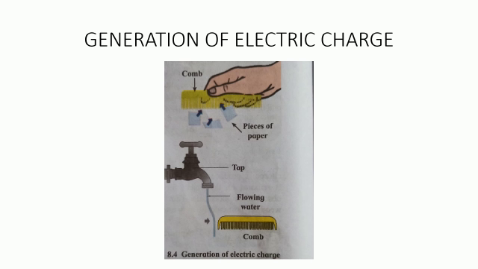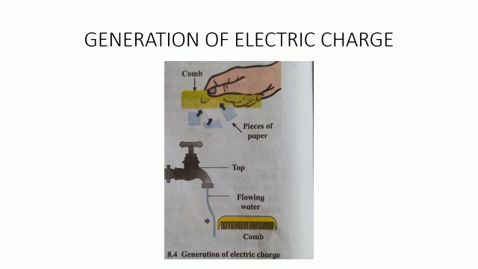And when that first comb is brought into contact with the second uncharged comb, the charges from the first comb get transferred to the second comb, and the second comb becomes charged. When this second comb, which is newly charged, is taken near some pieces of paper, the pieces of paper are seen to be attracted to the comb.